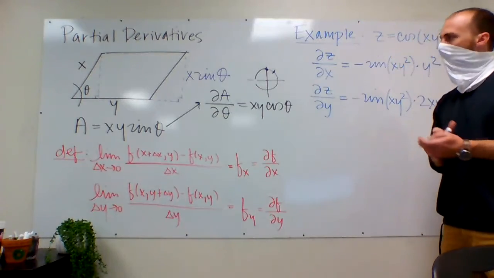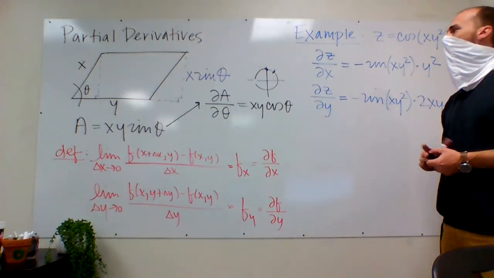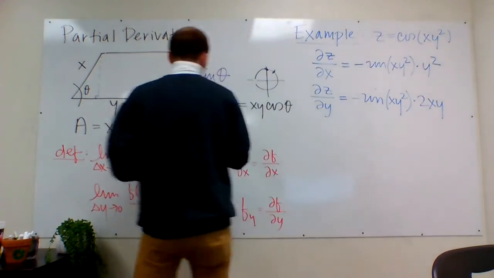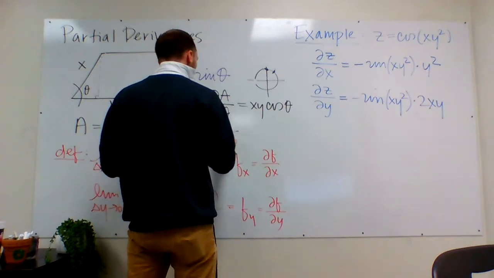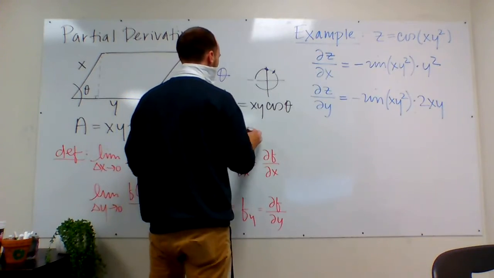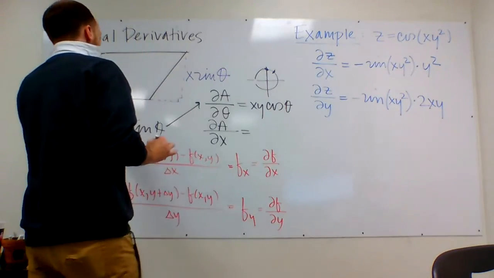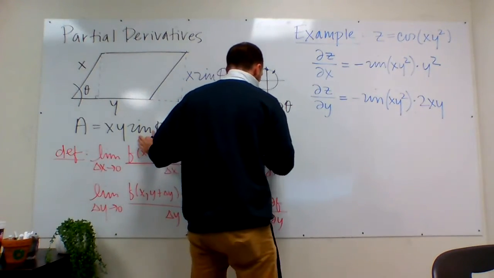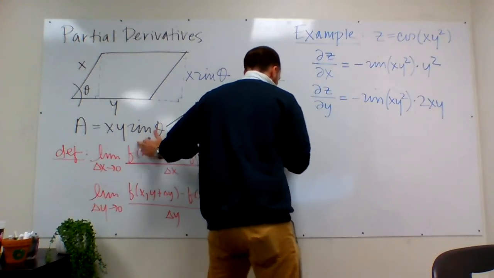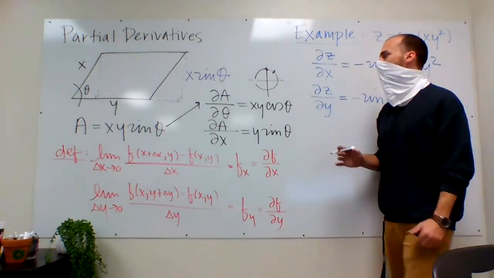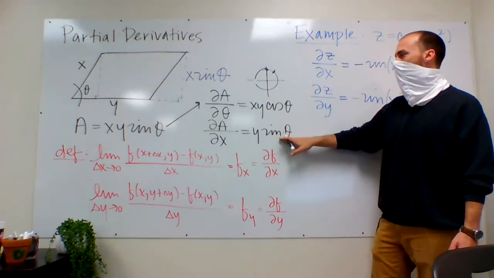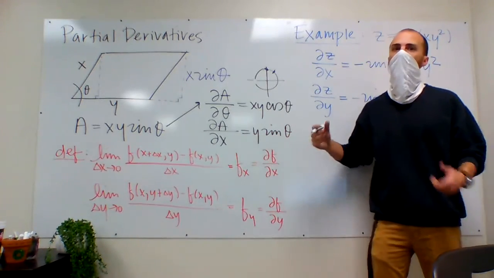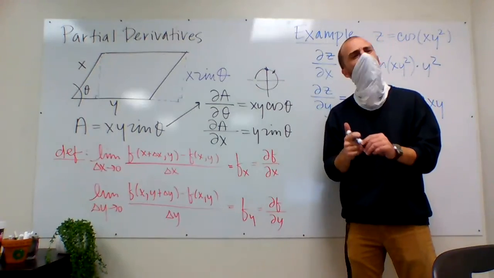Okay, wait, I could also say the partial derivative of A with respect to one of the side lengths, like say x, is going to be y sine theta. If we're trying to mess with x and we're going to keep theta the same, well, this is going to be a positive number. So if we increase x, we increase the area, which is something we already knew.